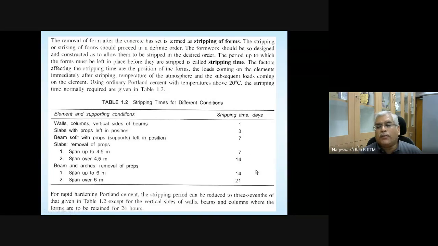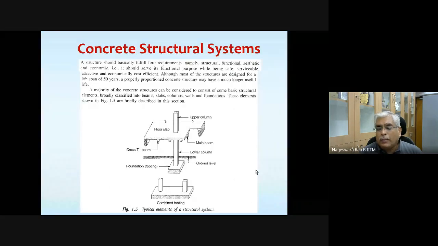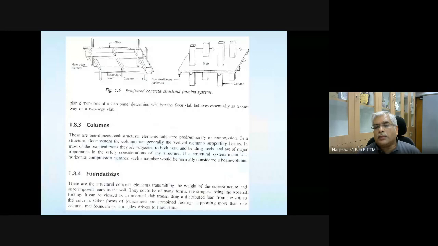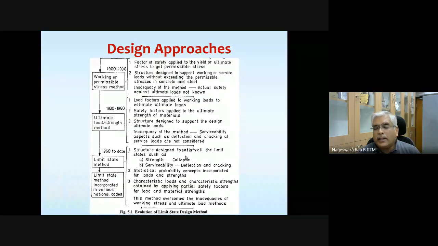Additional information: Professor Amlan, in his lecture, showed you various elements in a concrete structural system. I don't want to repeat all this: slabs, beams, columns, foundations. He also mentioned the spandrel beam, main beam, and secondary beam. So let's get into some important aspects.